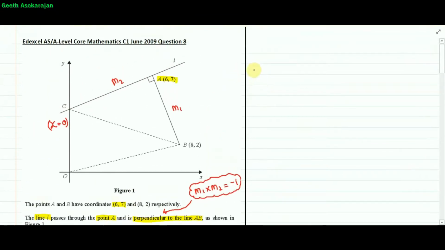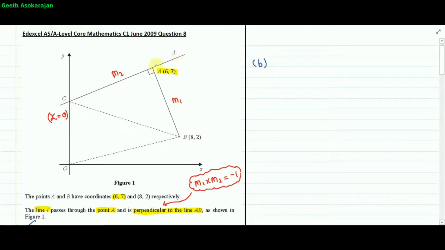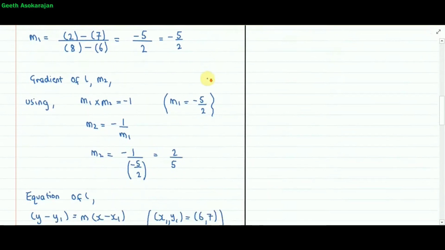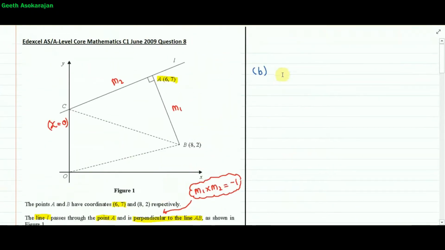So let me continue up here. First of all, let me copy down the answer for L. The equation of L we worked out as minus 2x plus 5y minus 23 equals 0. Let me copy down that equation, because we need that for certain. So here is the equation of our line L. And remember the idea.